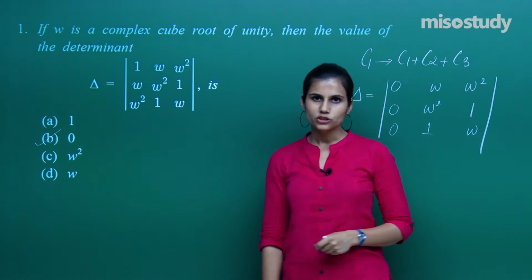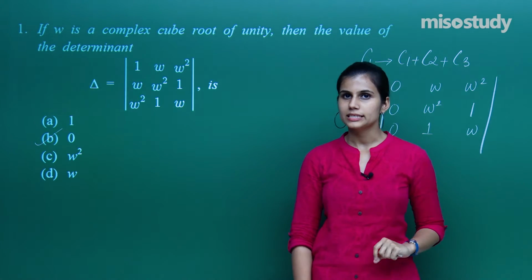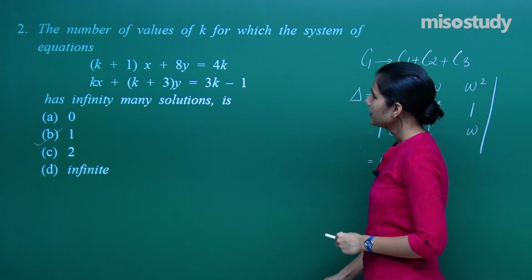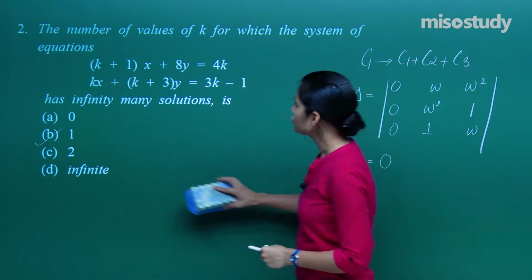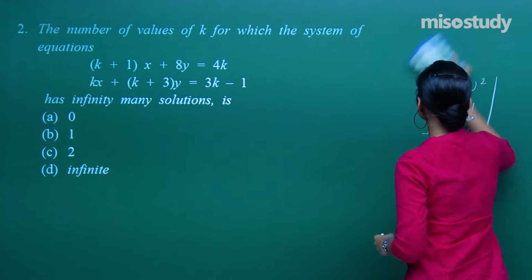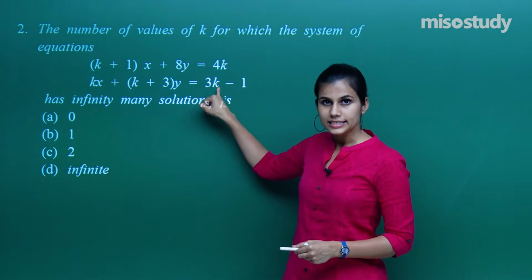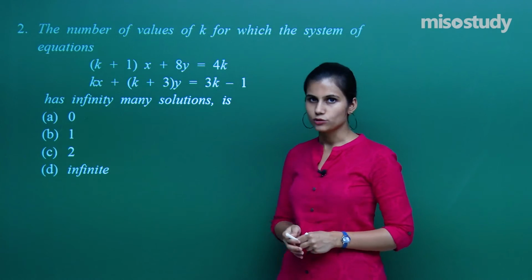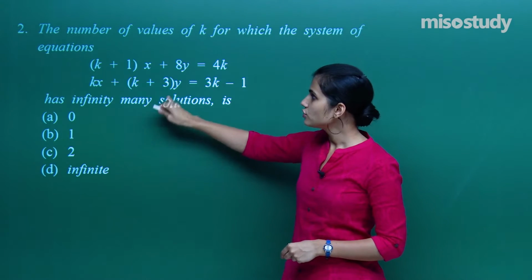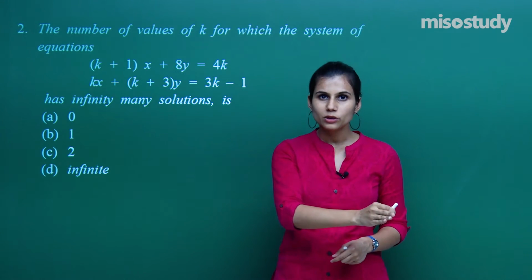The only point here was that 1 plus omega plus omega square happens to be 0 when omega is a cube root of unity. Next question says: find the number of values of k for which this system of equations has infinitely many solutions. Now, you are given two equations, and by Cramer's rule, if this system has infinitely many solutions, that means D equals 0, D1 equals 0, D2 equals 0.